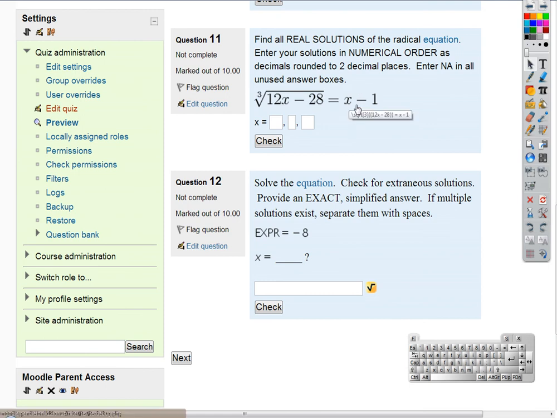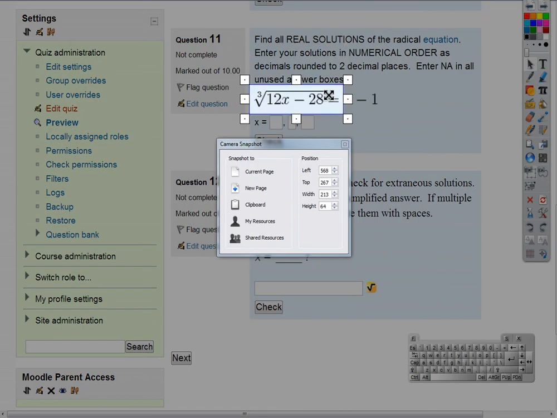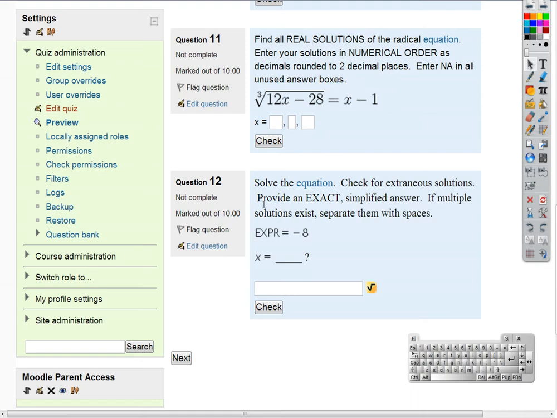Find all real solutions of the radical equation. Enter your solutions in numerical order, as decimals, rounded to 2 decimal places. Enter NA in all unused answer boxes. Okay, so we're just going to solve this thing. If there are multiple solutions, we've got answer boxes for all of them. If there aren't, we'll just put NA in the ones we don't need, right?